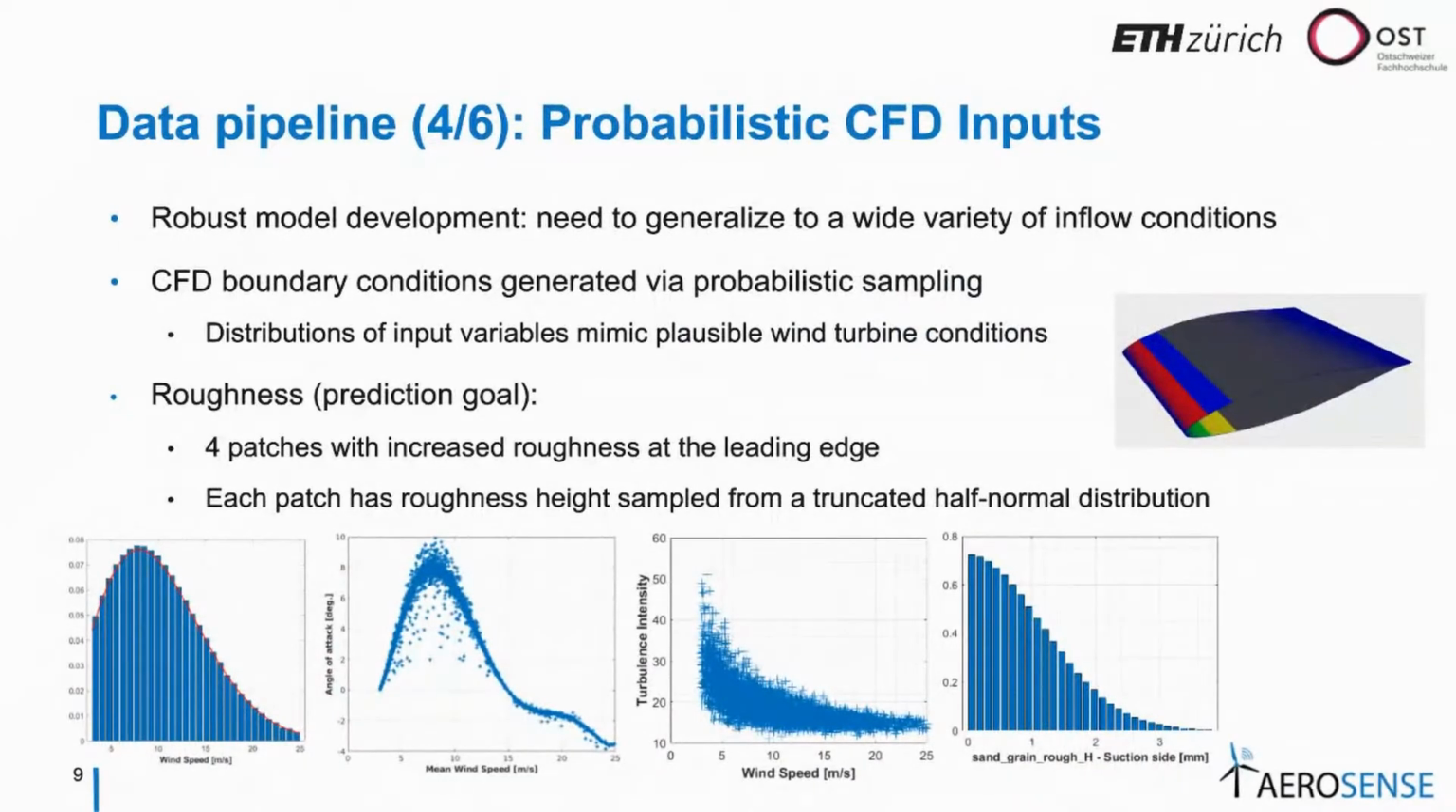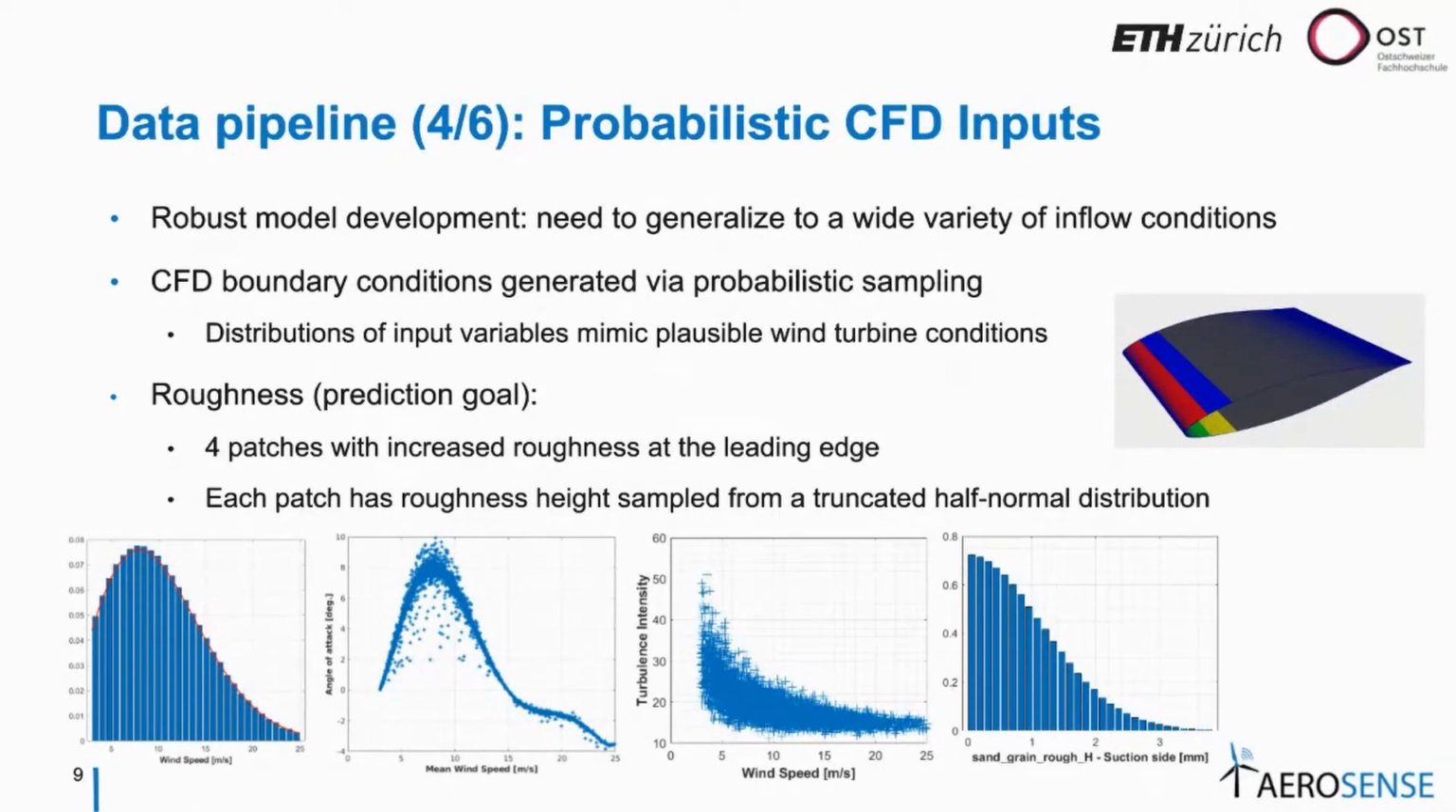So now that we have all these airfoil shapes, we also need to handle the CFD inputs. And the way to do this is we want to, again, have a robust data set. So we need to generalize to a wide variety of inflow conditions. To do so, we take some pretty standard distributions for the various variables that we input: the wind speed, the angle of attack, and turbulence intensity.